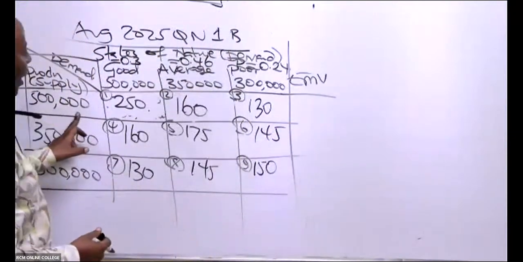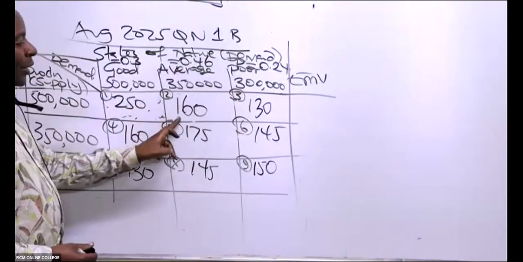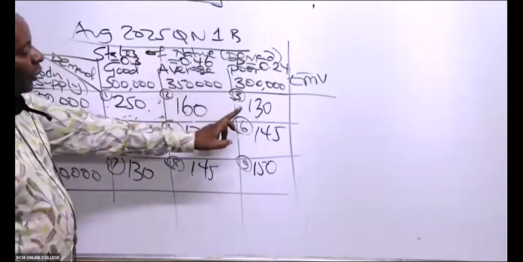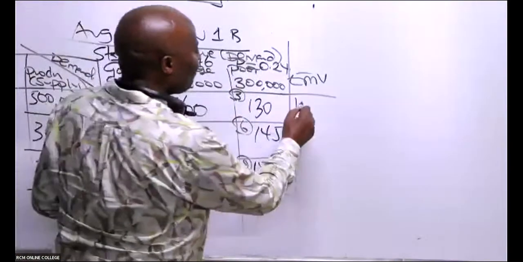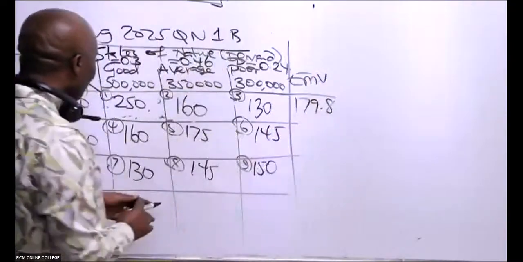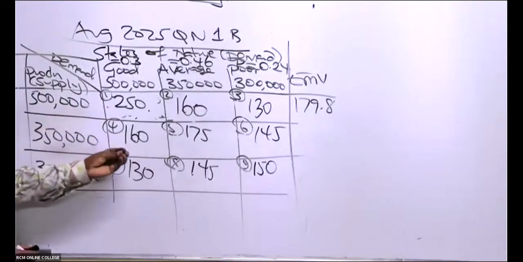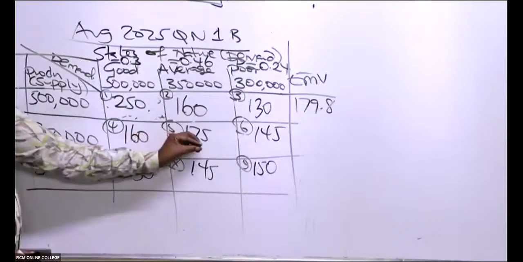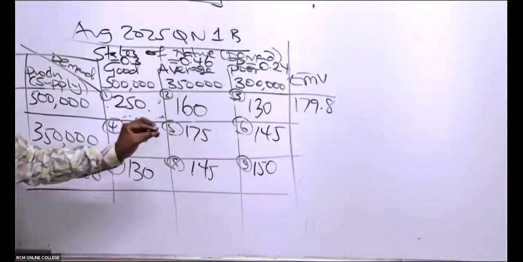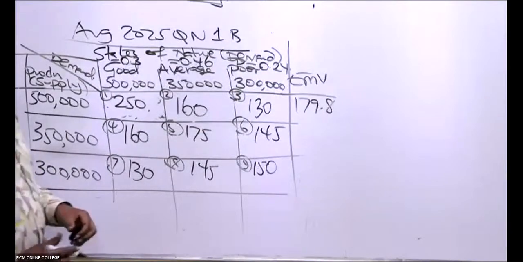We start with the first one. Expected monetary value for the first one will be 250 times 0.3 plus 160 times 0.46 plus 130 times 0.24, which gives me 179.8. From there, we have expected monetary value for 350,000. So I take the profits, multiplying them with their probabilities. So 160 times 0.3 plus 175 times 0.46 plus 145 times 0.24, which will end up giving us what figure?